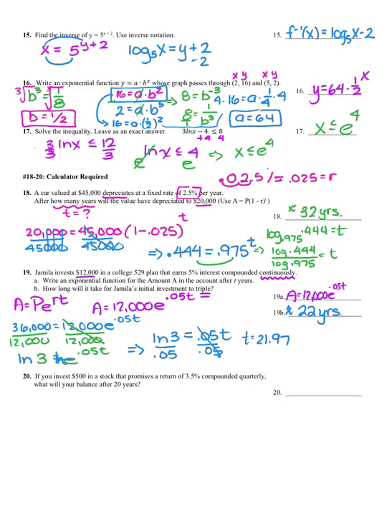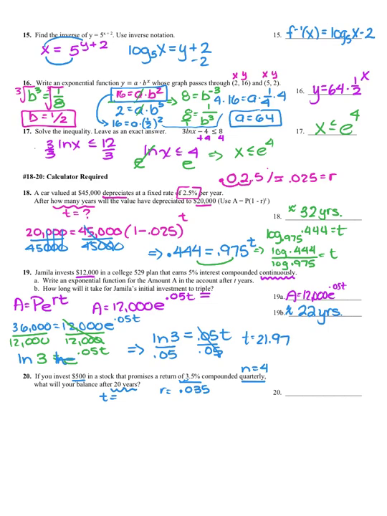Okay. And our last one. If you invest $500 in a stock that promises a return of 3.5%, so if I move that decimal 2 places, 0.035, that'll be my rate, compounded quarterly, quarterly means n is 4, monthly, n is 12, because there's 12 months in a year, so please pay attention to when it says compounded by what amount, because it'll change for every problem. What will your balance be after 20 years? So that's going to represent our t.